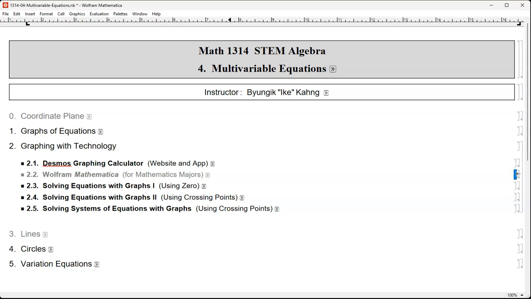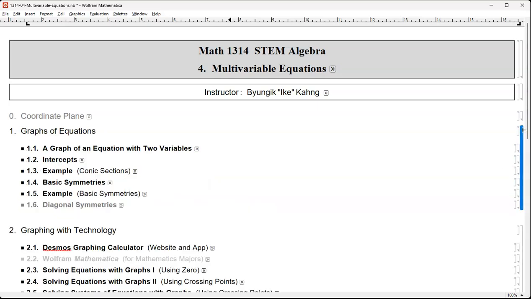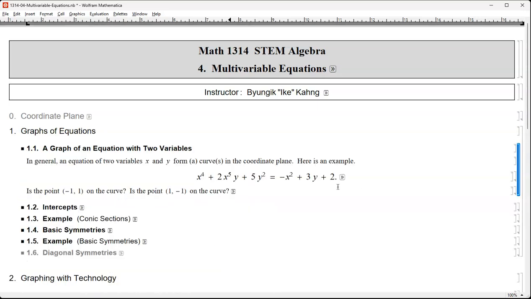So, for mathematics majors only. And then there are some topics where you can utilize Desmos Graphing Calculator. Okay, alright, that's the plan. And let's see, we have a motivating example right here. We can graph something like this using the Desmos Graphing Calculator.